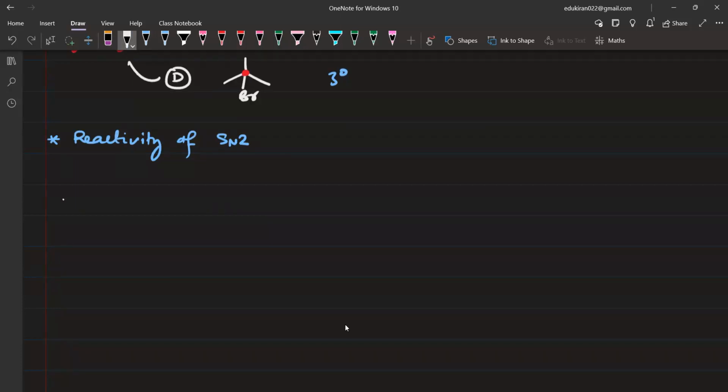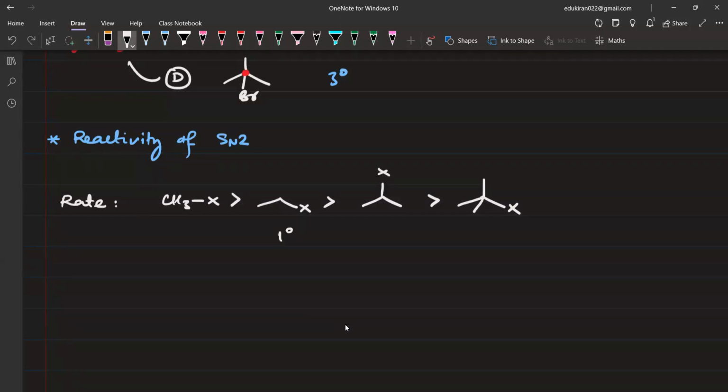The rate that will be present, this will be the methyl halide, that means CH3X, will be fastest, followed by 1 degree, which will be followed by 2 degree. And then followed by the 3 degree. Okay, this is 1 degree. This will be fastest, then 2 degree, and then 3 degree.